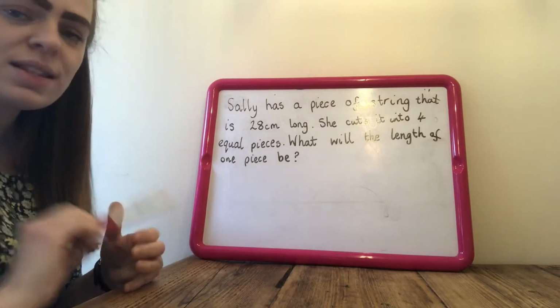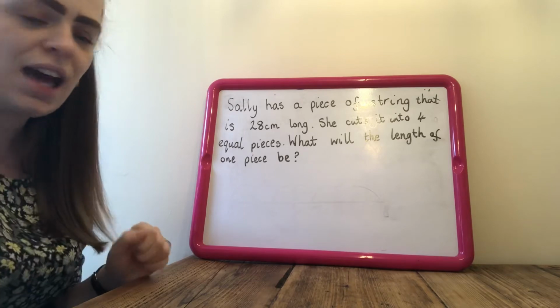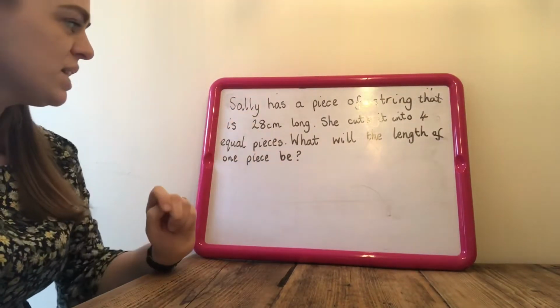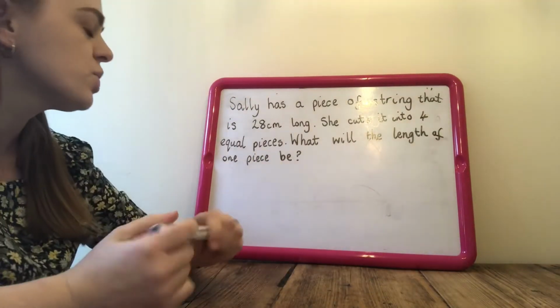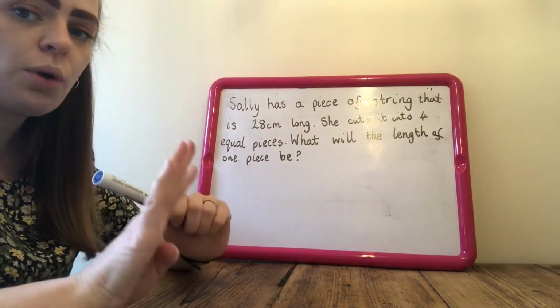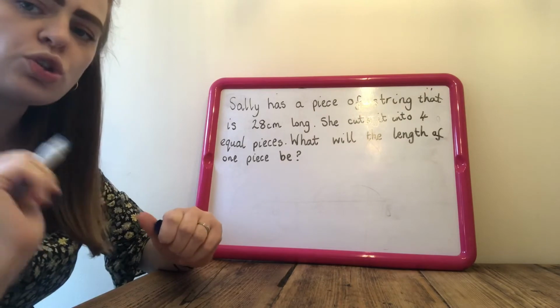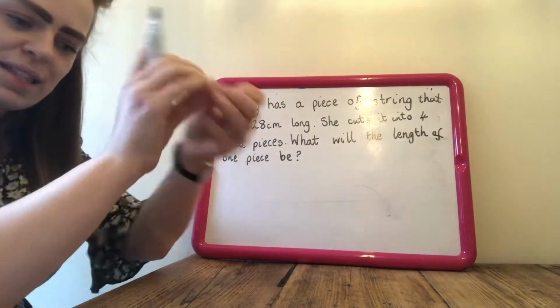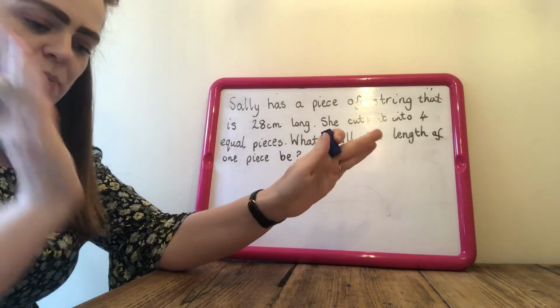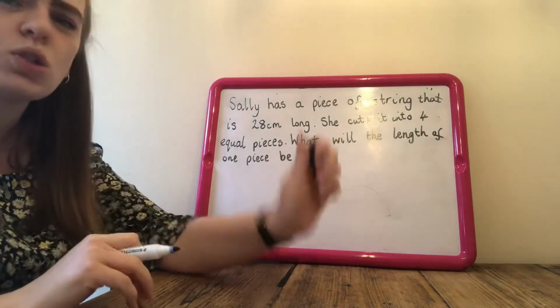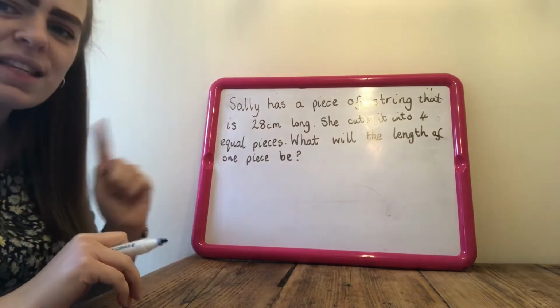Okay, here is our next word problem question. Let's read it once and then try to picture this scenario. So Sally has a piece of string that is 28 centimetres long. She cuts it into 4 equal pieces. What will the length of one piece be? So I'm going to go back. I can visualise in my head that this is a piece of string and it's going to be getting cut into equal pieces. So I'm thinking that this is going to be a division problem.